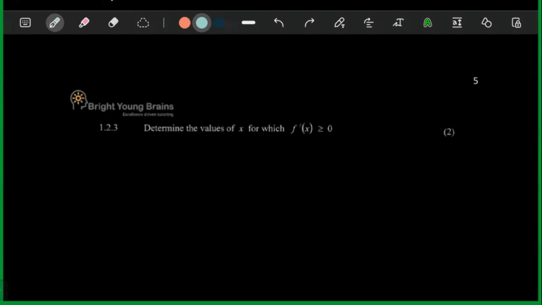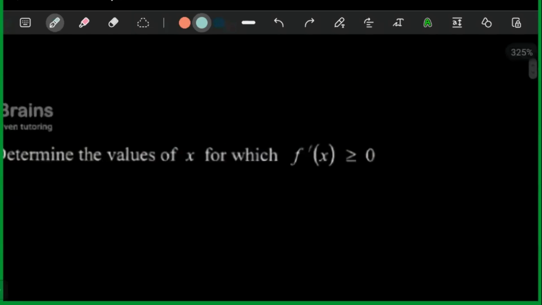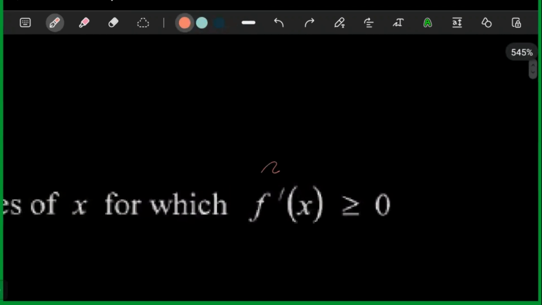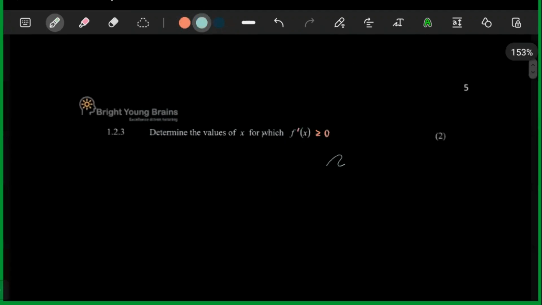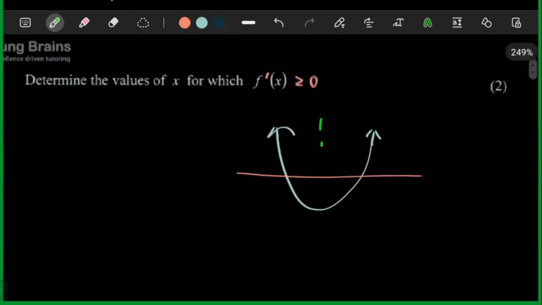1.2.3 says determine the values of x for which the first derivative is bigger or equal to 0. So when they're talking about the first derivative, they're talking about the gradient. So if they're talking about the gradient, what you need to consider is the fact that the gradients are split up by the turning point.